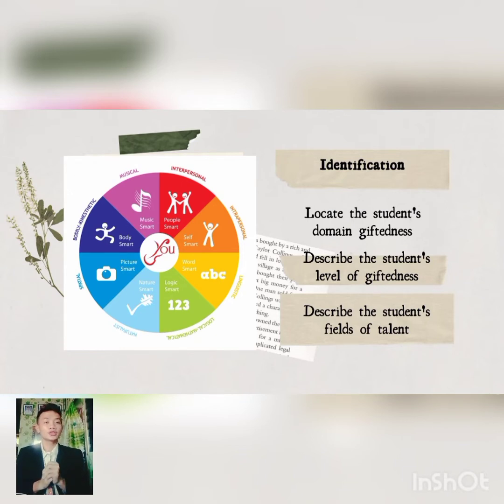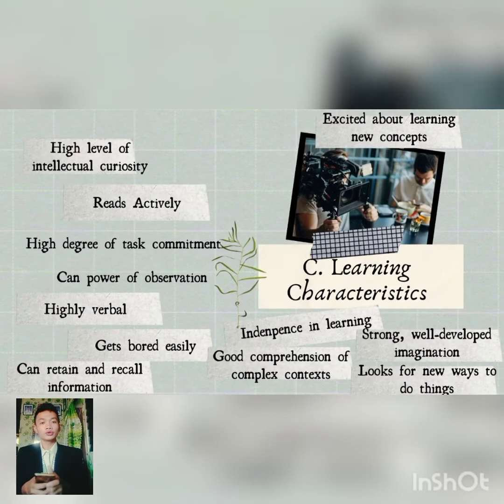Then the third one is to describe the student's field of talent. With these three identifications, we could easily identify the children who are able and good in those different areas. Next, we are also going to identify the learning characteristics.